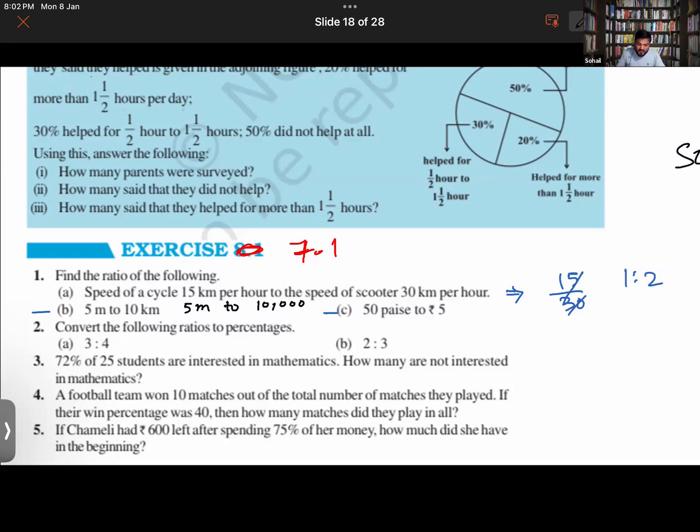See, first of all we have made the unit same. अभी दोनों मीटर में है. Hope that is clear why we have written 10 kilometer as 10,000 meter. Sir, should we take 5000? No, sir. So now the ratio would be 5 upon 10,000. So it will be cancelled now. The answer is 1 is to 2000. That is the value. Everyone got this? Yes, sir. Okay.